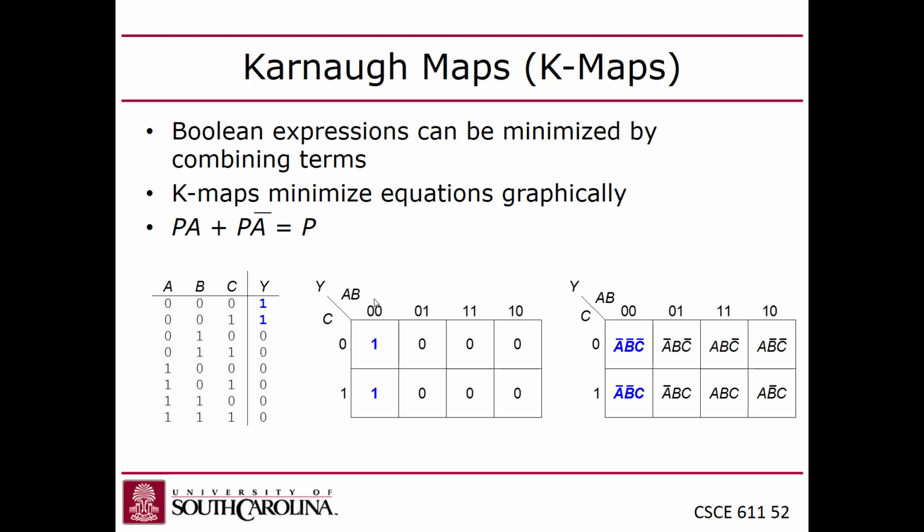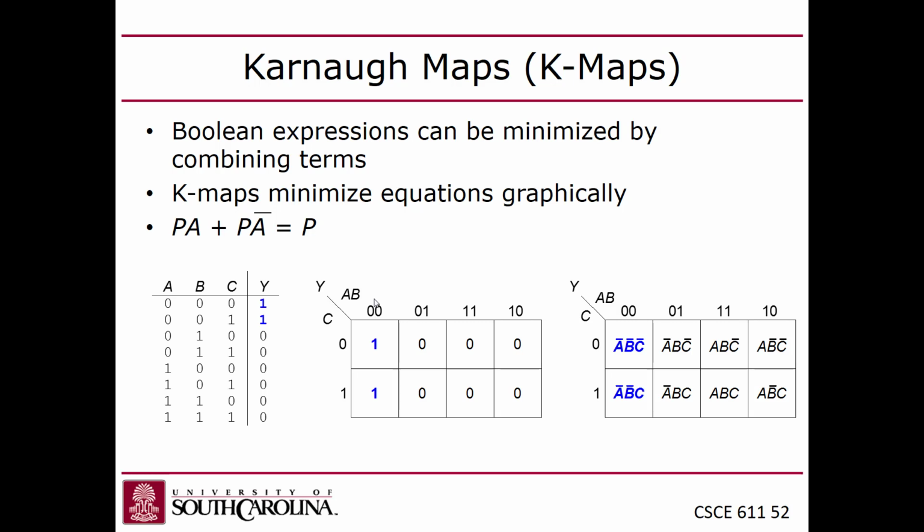Now that's going from a truth table to a Karnaugh map. What if I don't have a truth table? What if I have a Boolean expression? Well, that's a little bit more difficult, but as long as the Boolean expression is in sum of products form, then you can also put that into a K-map. So let's say I have ABC again.